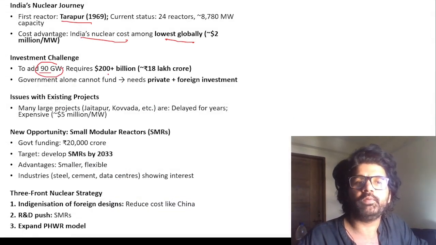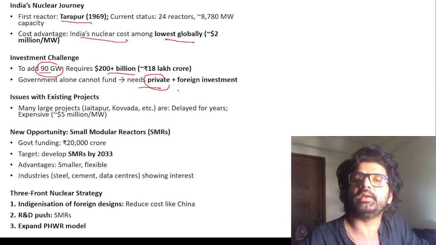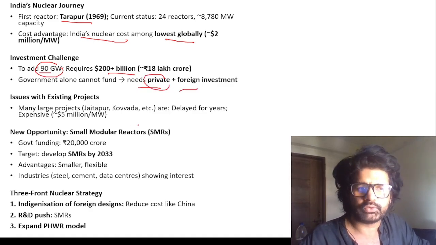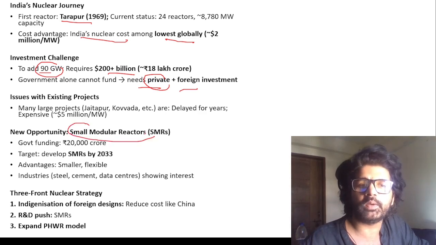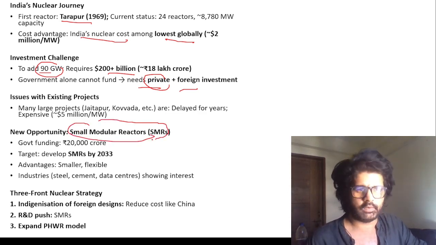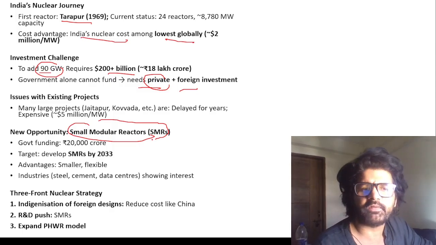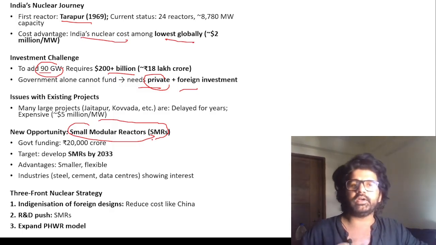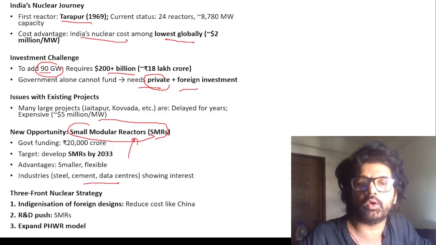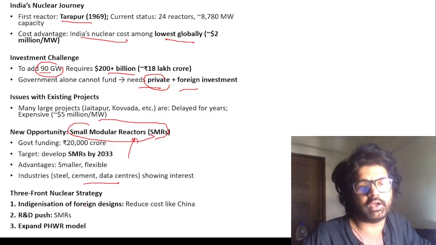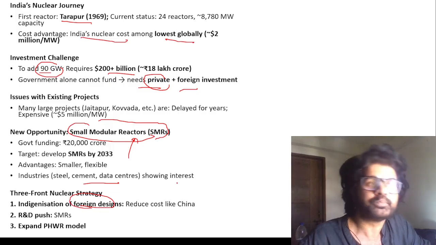For that we require a lot of money, and that's where large corporates and others will step in. The other thing is rather than building big nuclear power plants, we can build small modular reactors, which are cheaper and flexible, and where even if an accident happens, it will not be too catastrophic in nature. Industries are showing interest in these small modular reactors. So three things which India can do: indigenization of foreign designs.